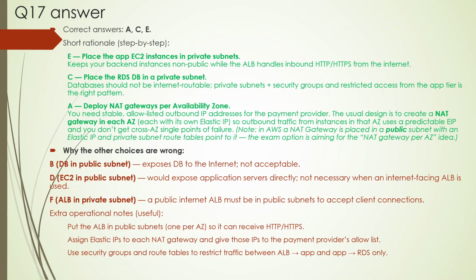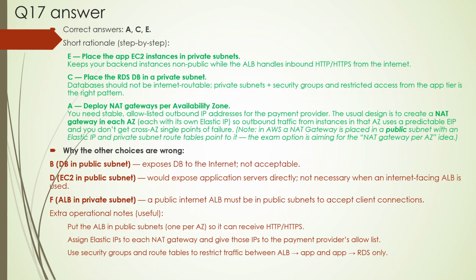And then you deploy the NAT gateways per availability zone, and you need to allow-list the outbound IP addresses for the payment provider. The usual design is to create a NAT gateway in each AZ with its own elastic IP, so the outbound traffic for the instances is a predictable EIP, and you don't get a single point of failure across AZs. Note, in AWS, a NAT gateway is placed in a public subnet with an elastic IP, and the private subnet's route table points to it.